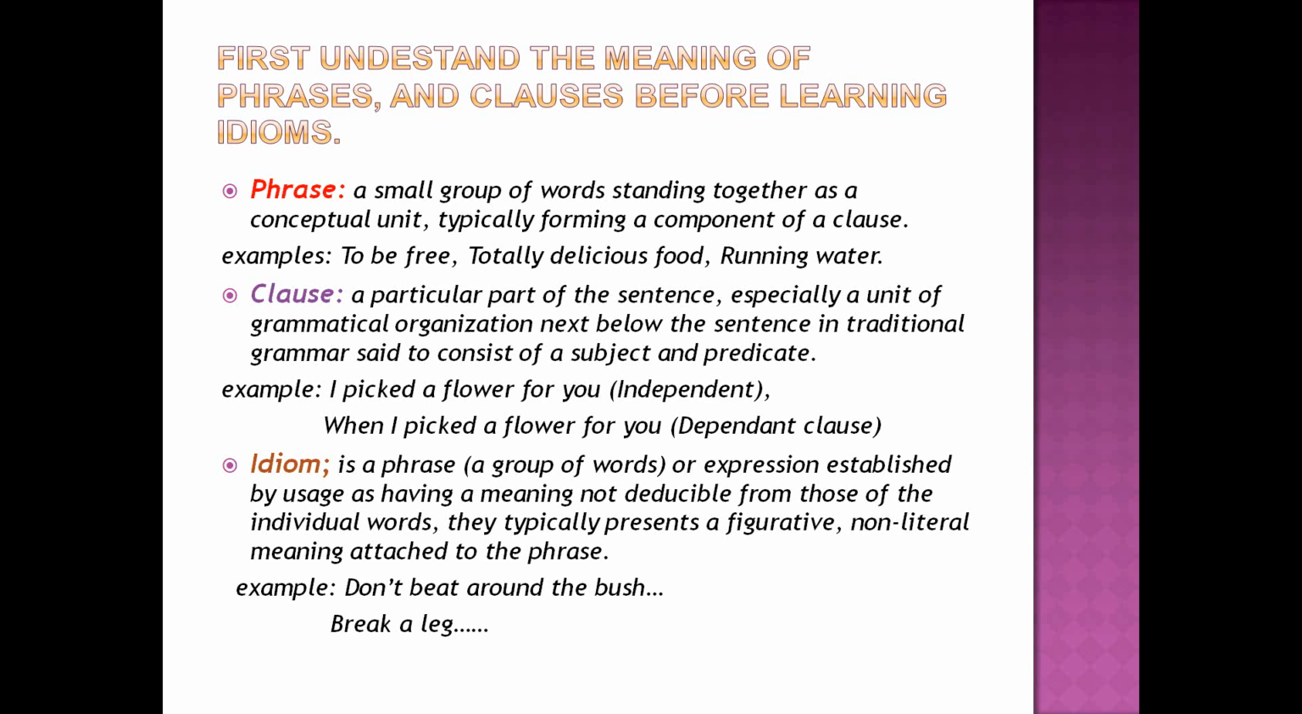Okay, first as an example you observe here, I picked a flower for you. It is giving a complete sense. It includes both the subject and predicate here. Okay, so I is the subject. What is picked is the predicate here. And next, when I picked a flower for you, this is an incomplete sentence, right? It means the clause is in need of clarification, it is highly dependent on the previous part of the sentence.